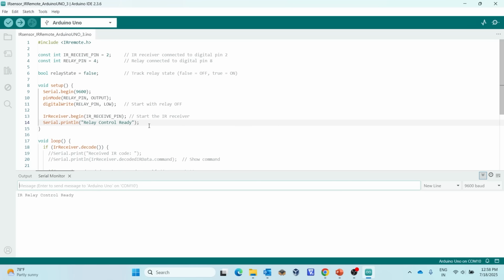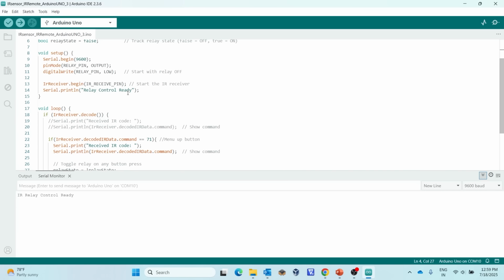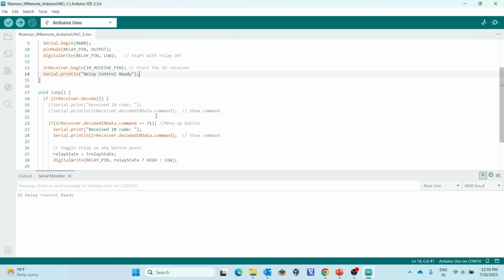So this is our final case. Now, suppose I want my bulb to turn on only for a particular key on the remote, then what should I do? Then we have to modify our source code a little bit. So that is how I have modified here. I have made the receiver pin as 2, relay pin as 4. Everything else is the same here. Relay pin low, IR receive pin ready, everything is the same.